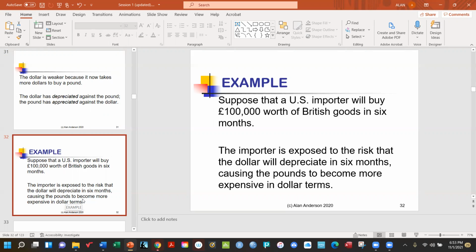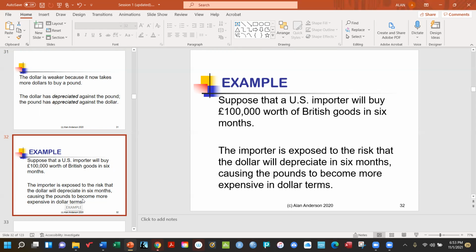And people buy it in American stores. But in order to buy the sticky toffee pudding, as an American importer, you must pay pounds to the British exporter. Okay, the manufacturer of the sticky toffee pudding is going to expect to be paid in pounds. I've already placed an order. I know that in 6 months, I'm going to need to deliver 100,000 pounds to the British company.